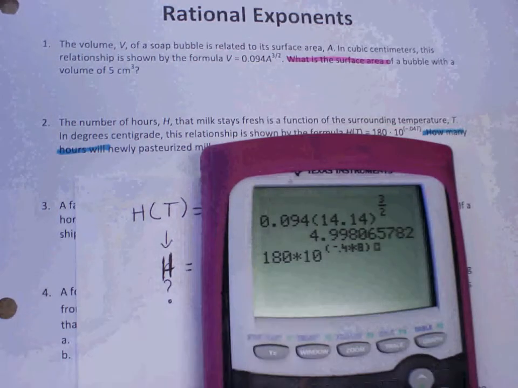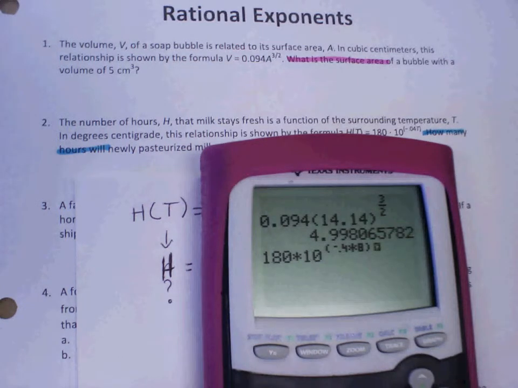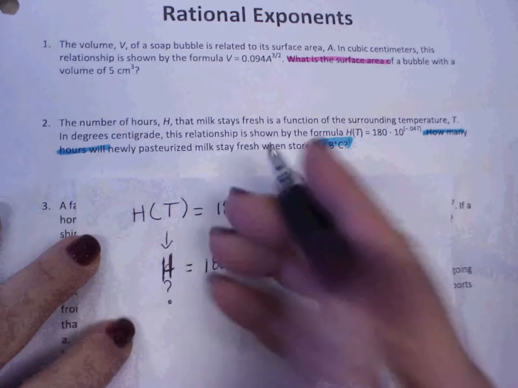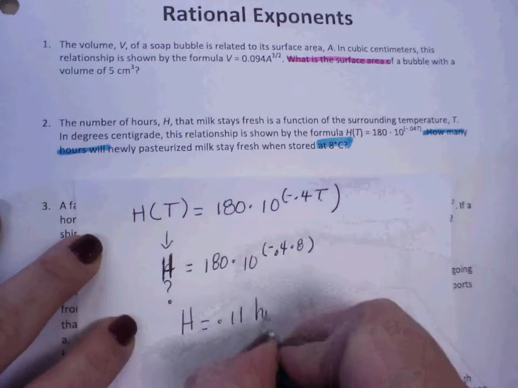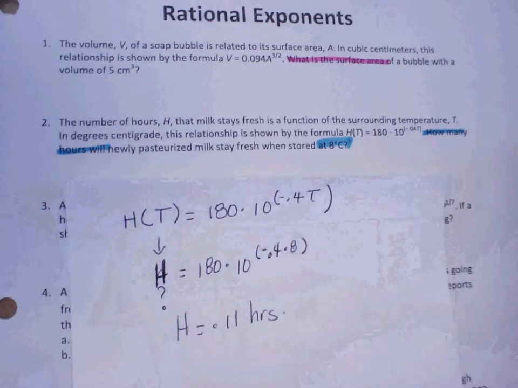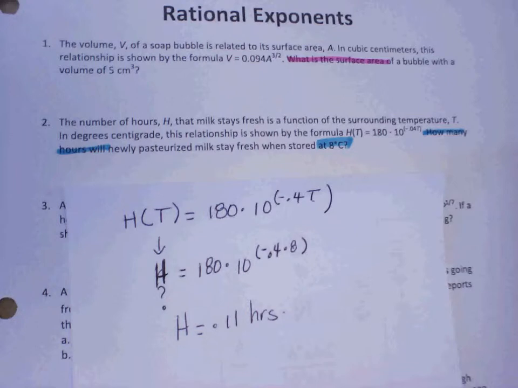So that would be 180 times 10 to the negative 0.4 times 8. That's how you write it. 0.11.